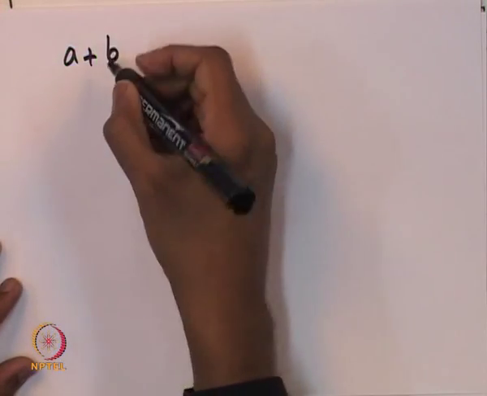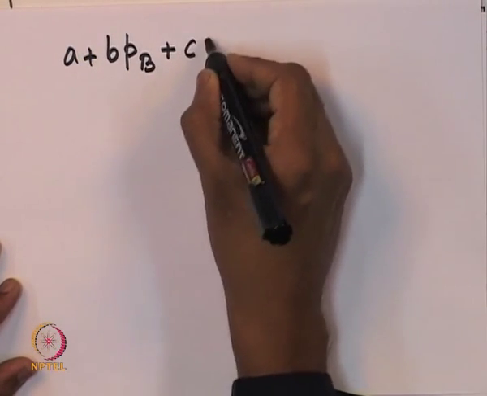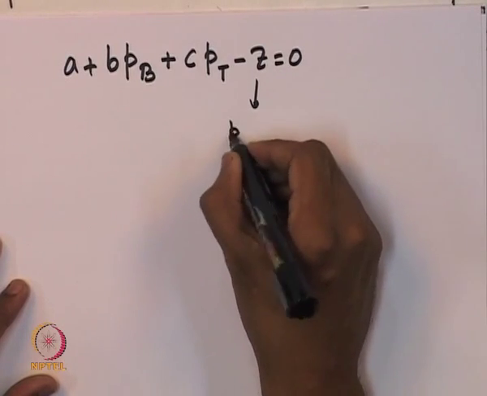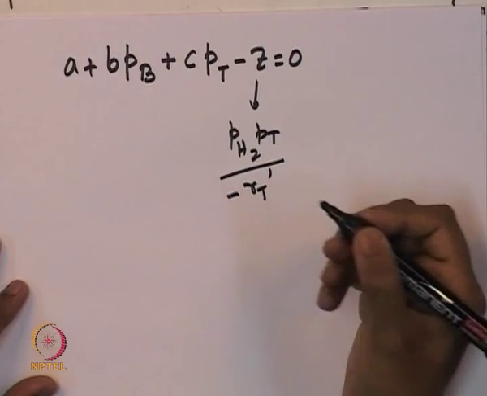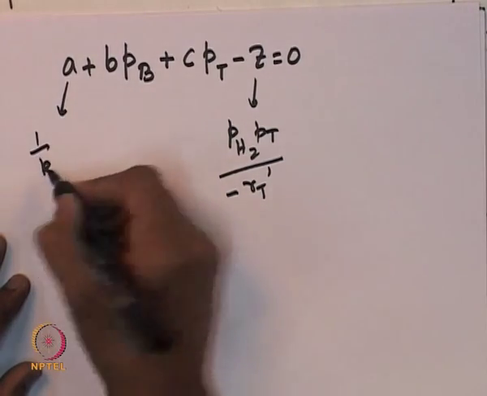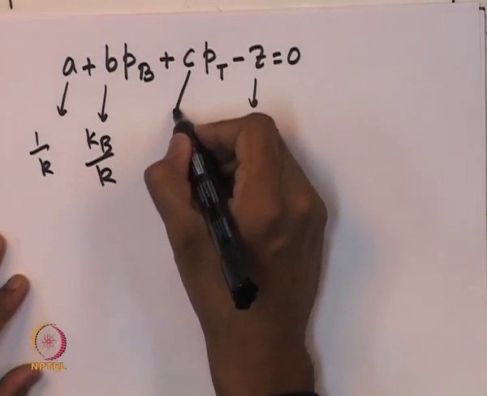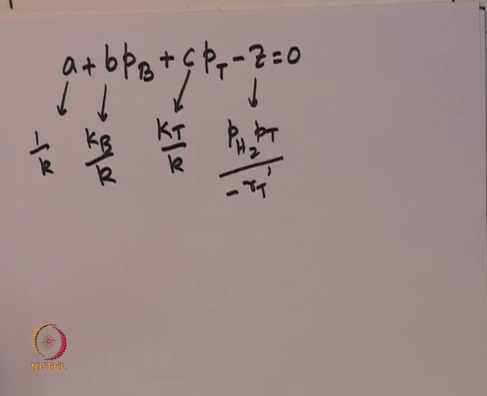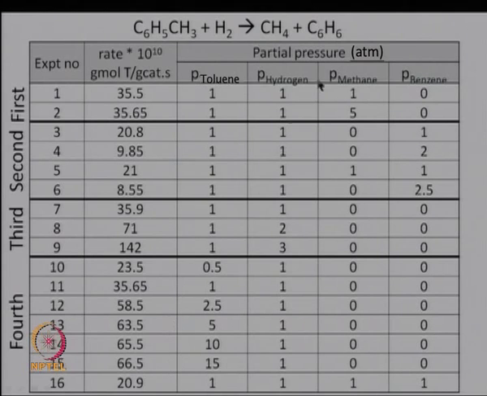So the rearranged equation can actually be written as A plus B into partial pressure of benzene plus C into partial pressure of toluene minus Z equal to 0, where Z is given by partial pressure of H2, partial pressure of toluene divided by the rate which is measured experimentally. And A is given by 1 by K, B is given by KB by K, and C is given by KT by K. Once we have the experimental data, as can be seen from these data, the partial pressures of toluene, hydrogen, methane, benzene have all been measured, and different reaction rates have been measured under these conditions. Using this data, one can perform a regression analysis and find these constants A, B, and C.